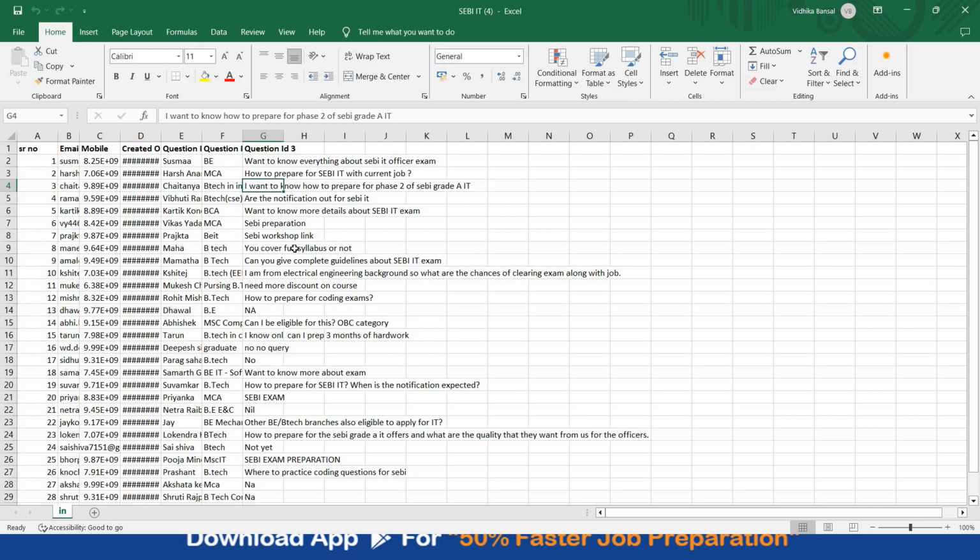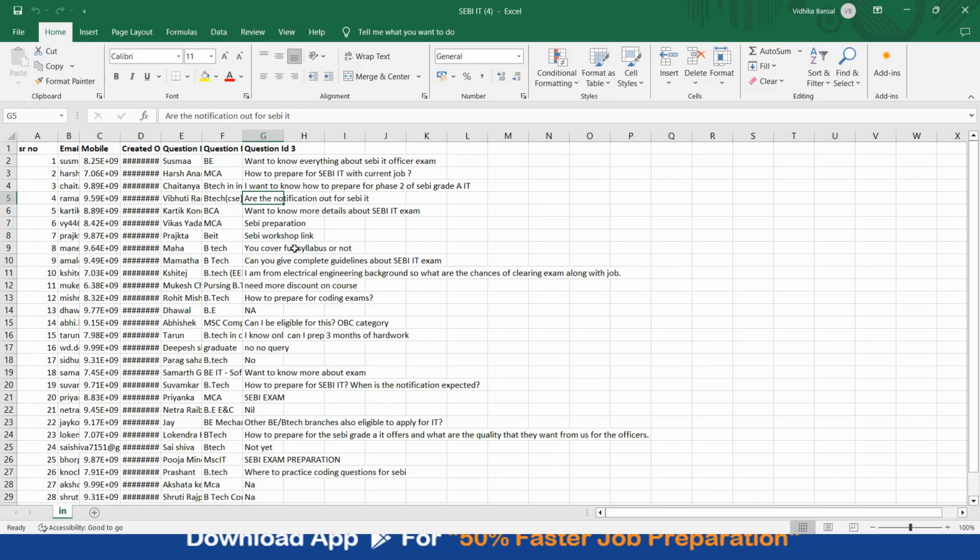your quant reasoning topics. Then another question is, are the notification out for SEBI IT 2025? Not yet. SEBI IT 2024 recruitment is currently ongoing. The interviews are still ongoing and the result is not yet out. After the result, we will be placing an RTI to know the vacancies which are there in IT officer profile, and then we will be able to give you an idea about when we can expect the notification, how many vacancies we can expect. So as of now, I cannot give you a confirmed notification date.